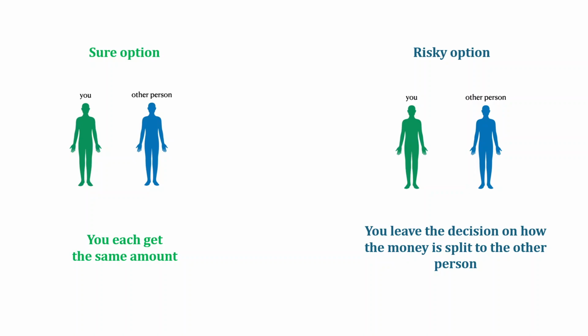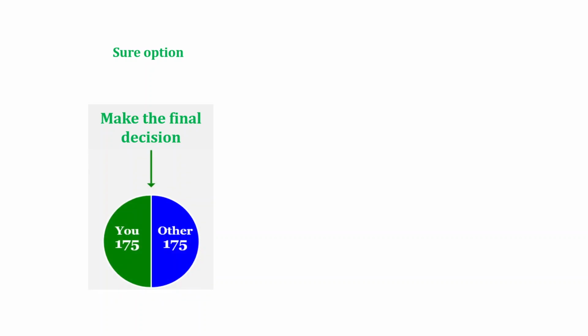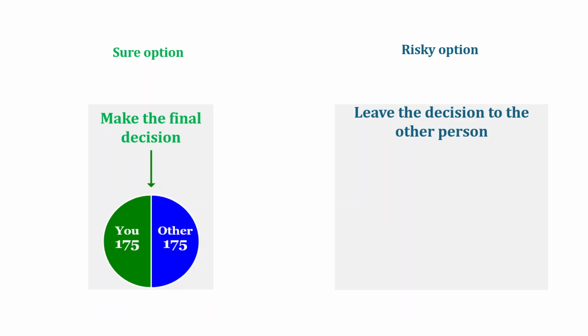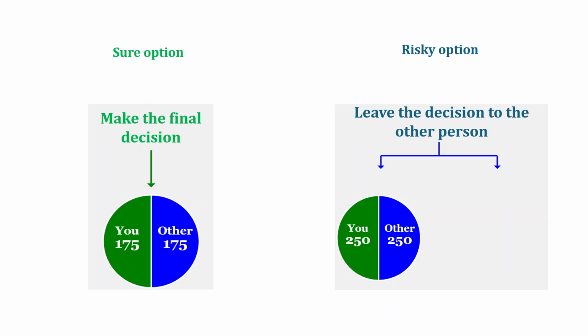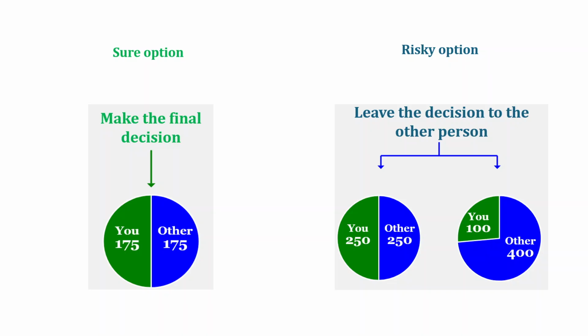You now see a typical example of the choices you will face. In the sure option, you make the final decision, and in this case, you each get 175 euros. For the risky option, the other person will split up 500 euros between the 2 of you. The other person has 2 options. Either to split the amount equally, in which case, you each get 250 euros, or to split the amount unequally. In this case, you get 100 euros and the other person gets 400 euros.